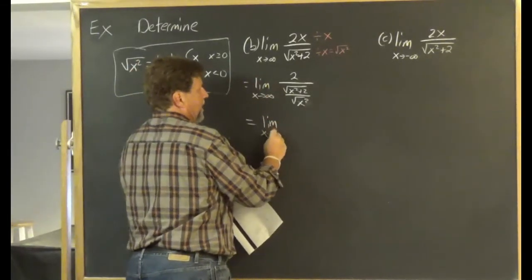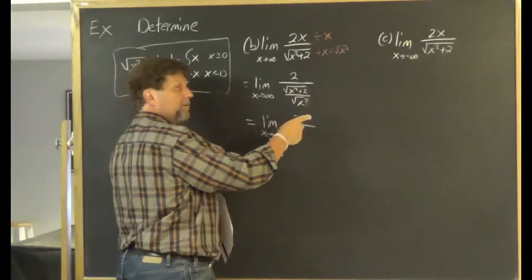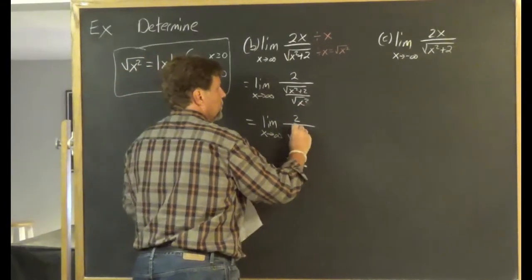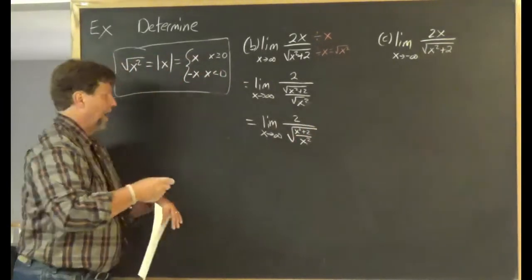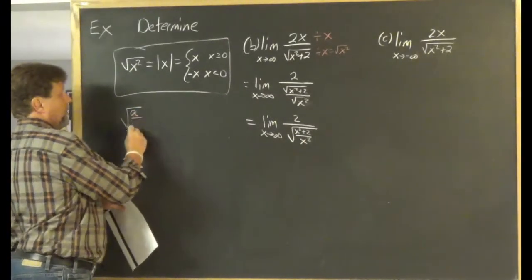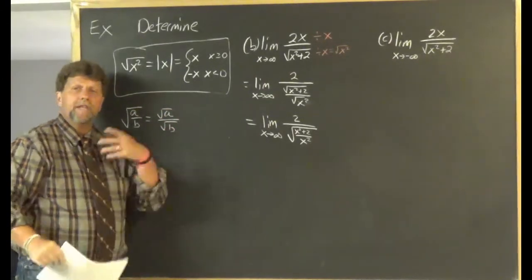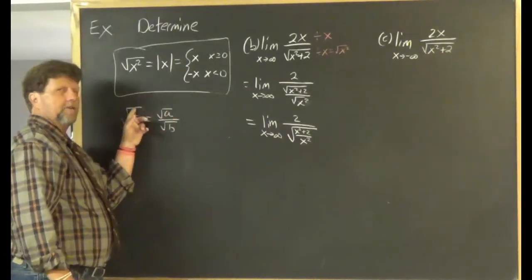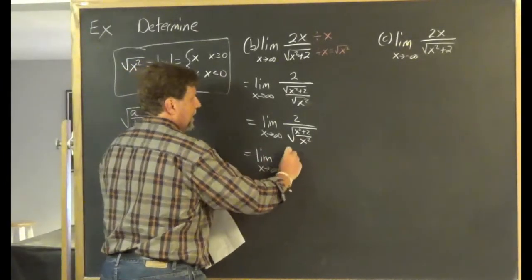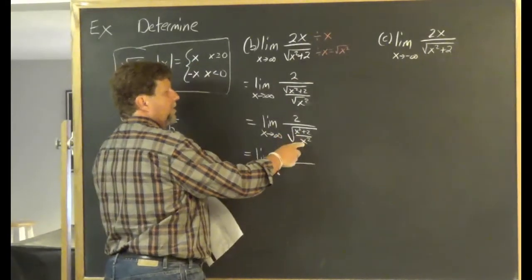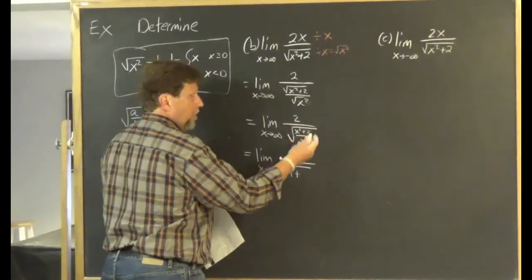Well, there's an old property of radicals that says the square root of x squared plus 2 over the square root of x squared, I can make that the square root of x squared plus 2 over x squared. The property looks like this: square root of a over b, you can rewrite as square root of a over the square root of b. I'm using that old rule of radicals, but going in this direction, because now under the radical I can do a little bit of simplifying. x squared over x squared is 1, plus 2 over x squared.